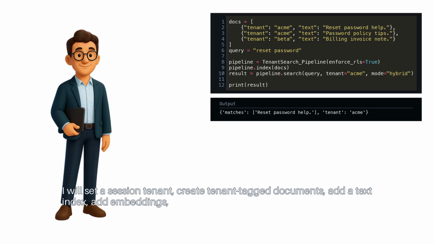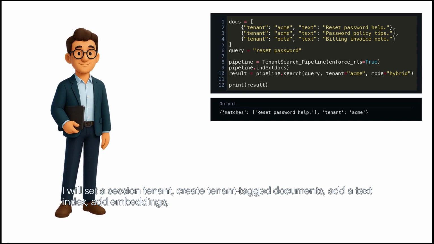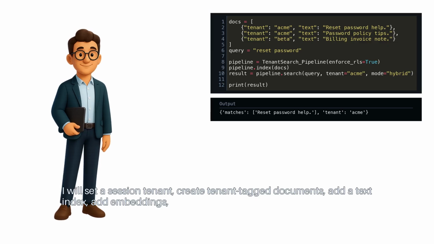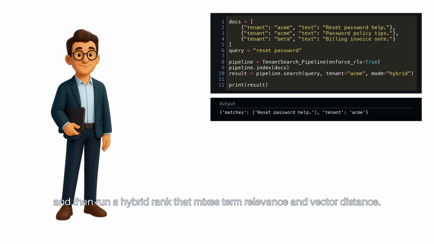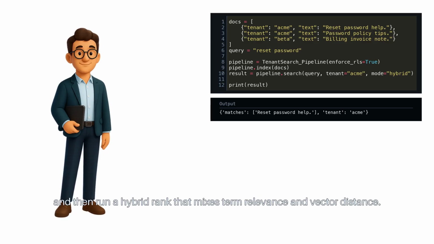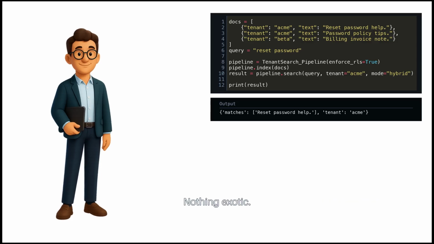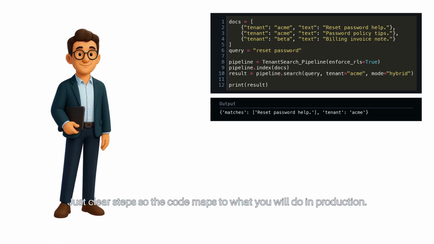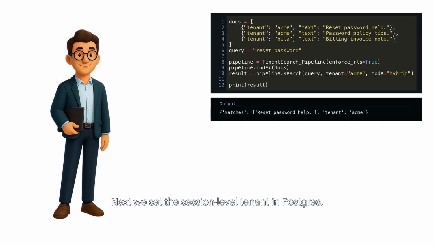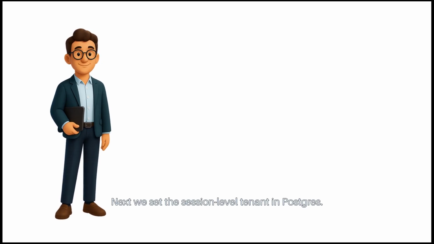I will set a session tenant, create tenant-tagged documents, add a text index, add embeddings, and then run a hybrid rank that mixes term relevance and vector distance. Nothing exotic, just clear steps so the code maps to what you will do in production. Next, we set the session-level tenant in Postgres.